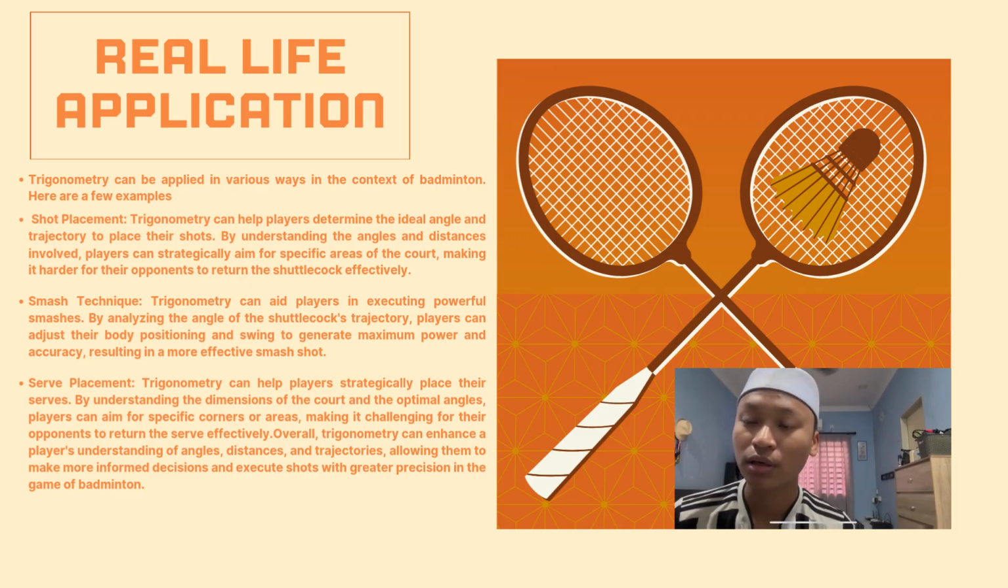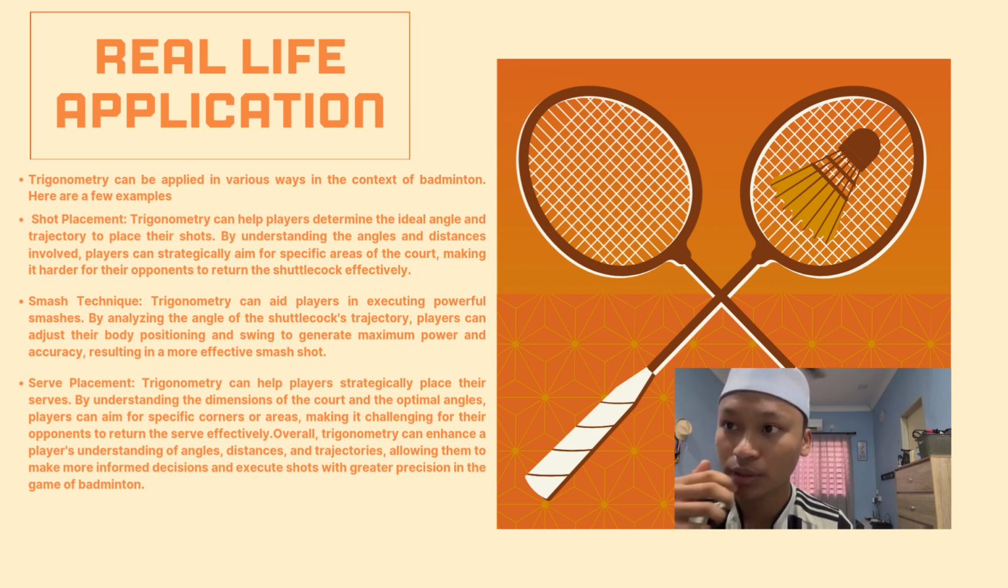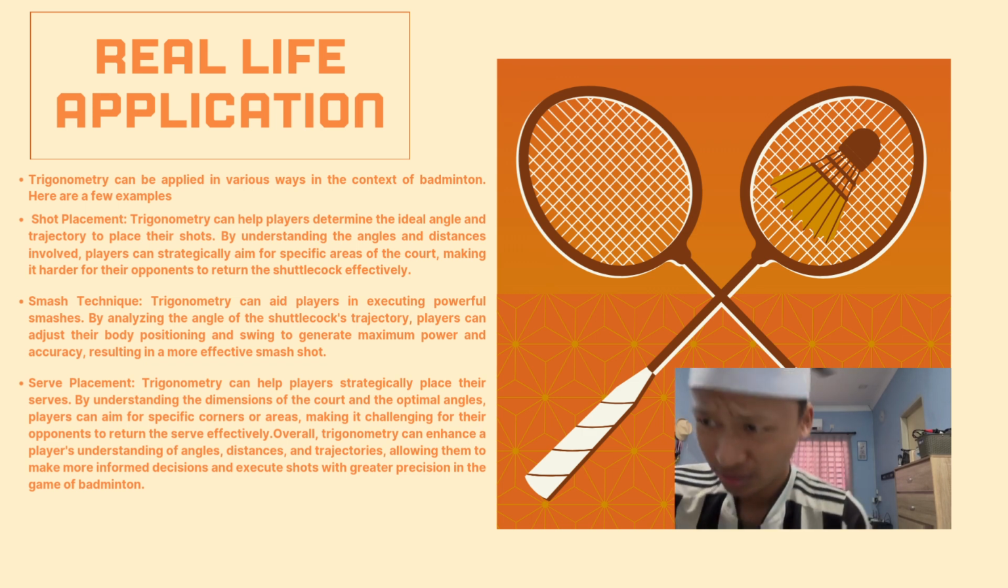Real life application. Trigonometry can be applied in various ways in the context of badminton. Here are a few examples. Shot placement. Trigonometry can help players determine the ideal angle and trajectory to place their shots. By understanding the angles and distance involved, players can strategically aim for specific areas of the court, making it harder for the opponent to return the shuttlecock effectively.